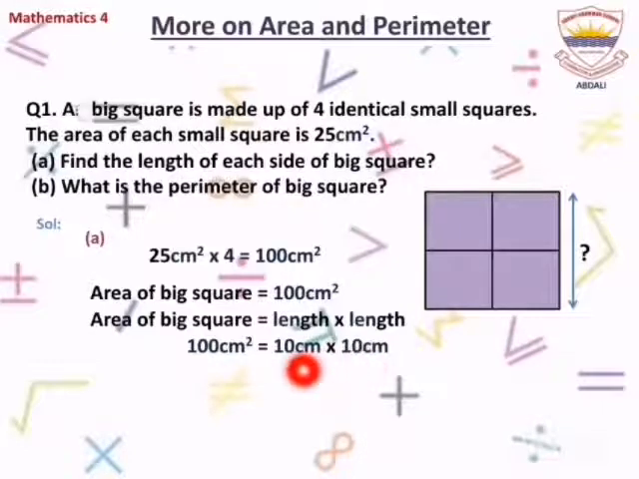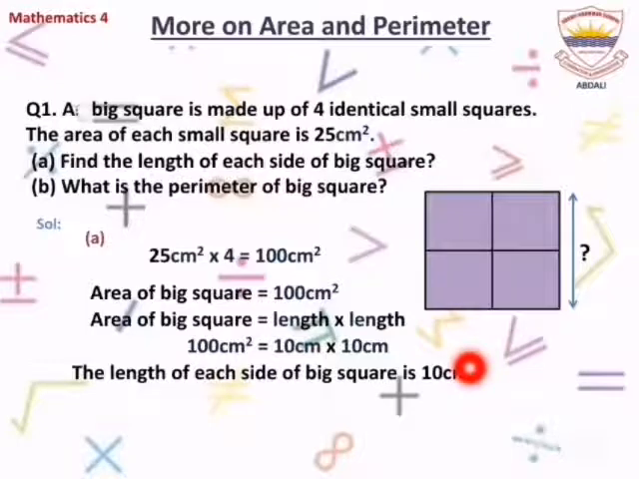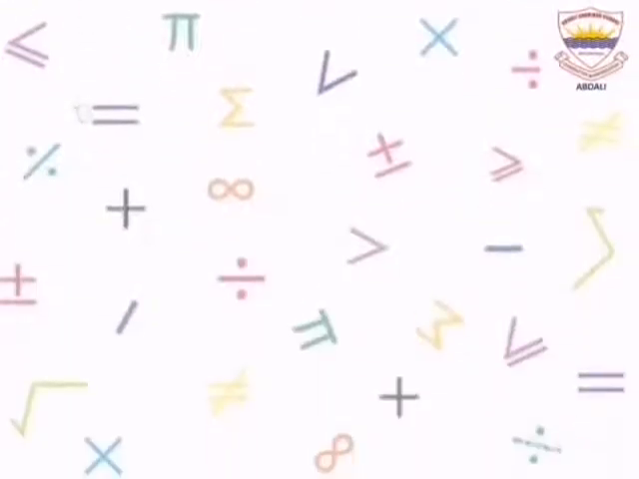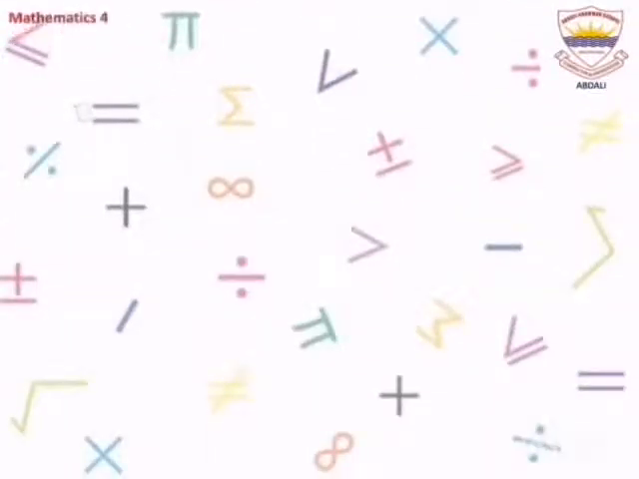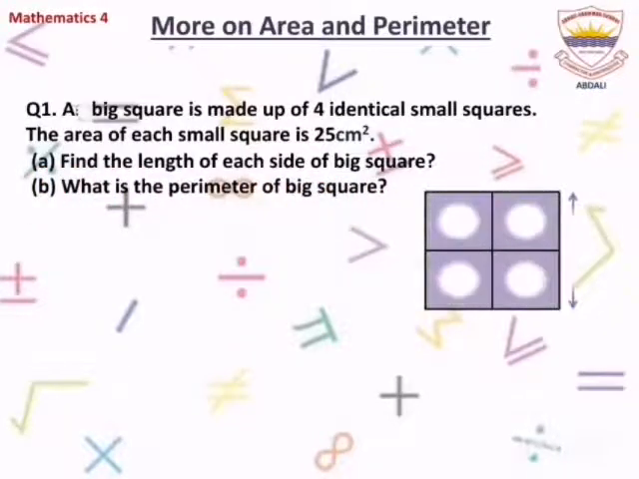The length of each side of the big square is 10 centimeters. Students, now let's find out part B. What do we have to find out in part B? We have to find out the perimeter of the big square.